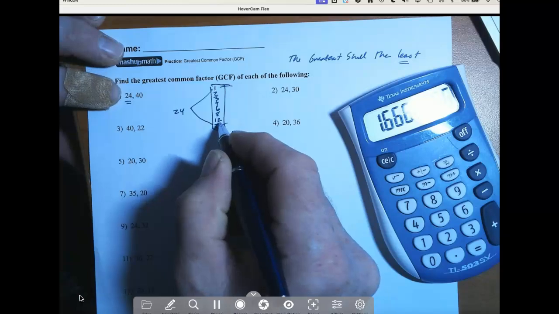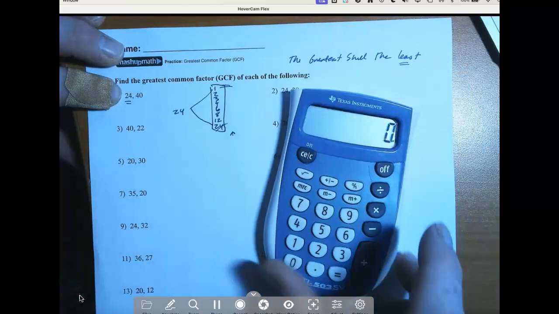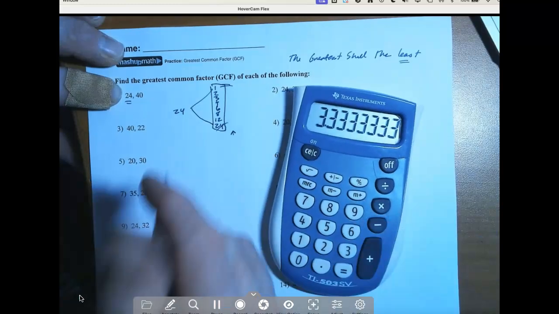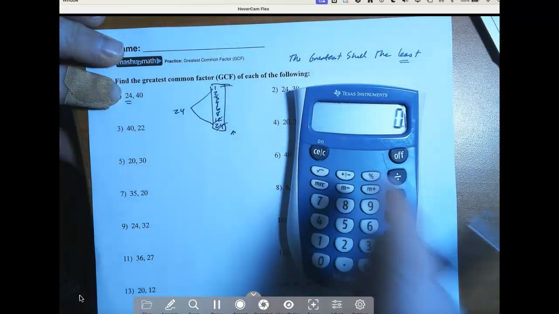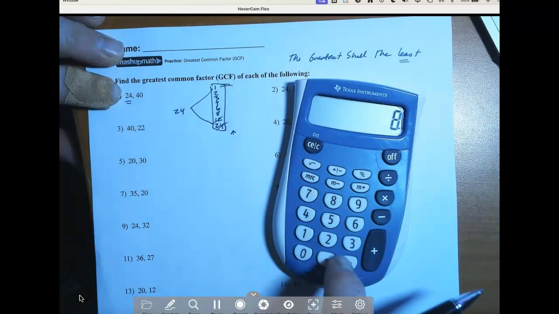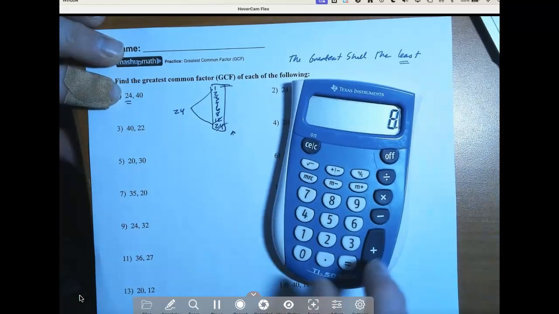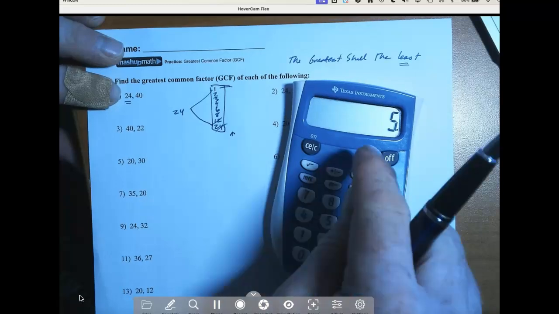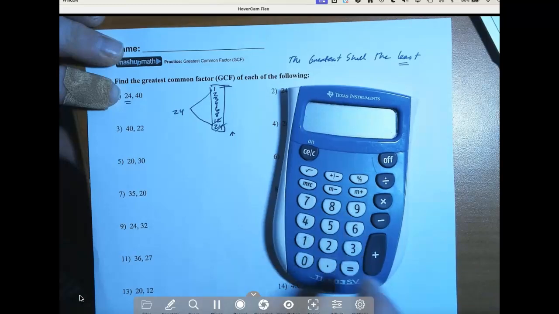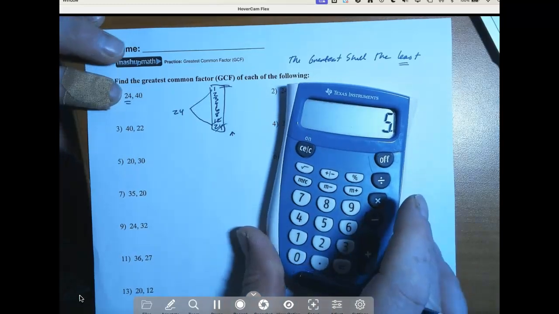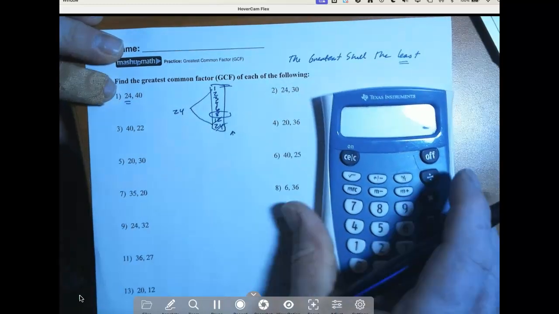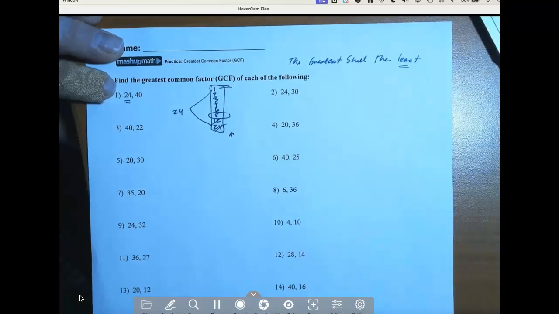Could this be the largest number that goes in there? So we try 40 divided by 12. We get 3.33. That's messy. That's not going to go in there. So we try the next number. 40 divided by 8. Let me do that one more time. 40 divided by 8. There we go. From my angle, that looked like a 6 last time. That's a 5. 8 is the largest number that goes into both of these.